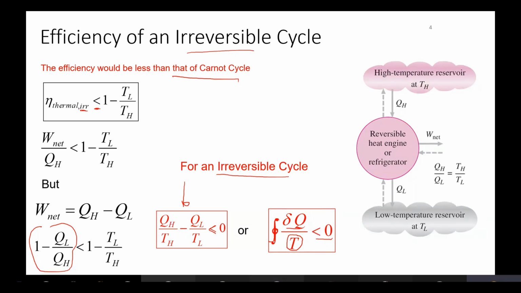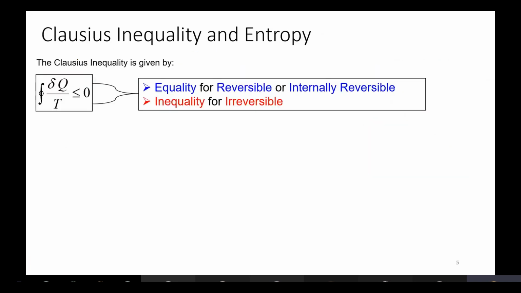Combining the expression that we get for a reversible and irreversible cycle, we form the Clausius inequality, which says for a cyclic process, the integral of heat additions with regard to their respective temperature is less than or equal to 0, where the equality sign is for a reversible, or at least internally reversible, cycle, and the inequality sign is for the irreversible cycle. Clear enough?